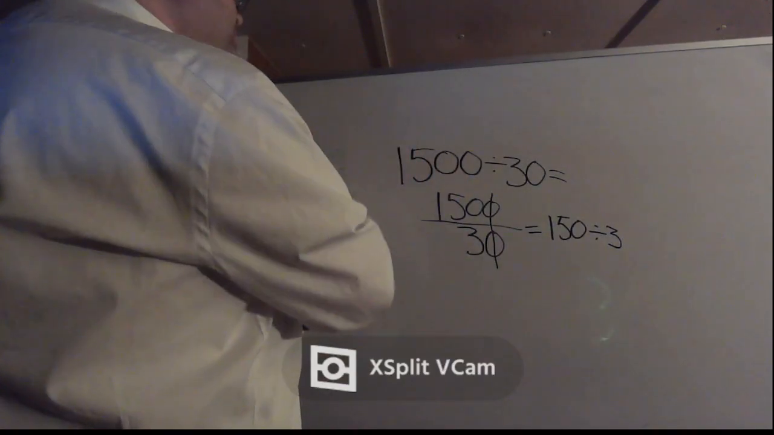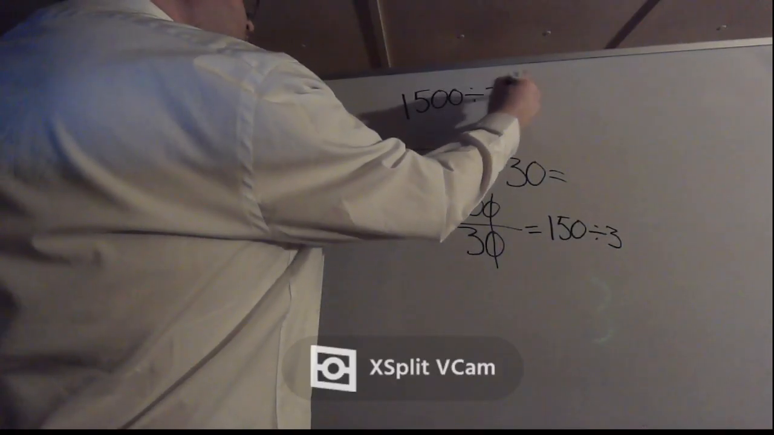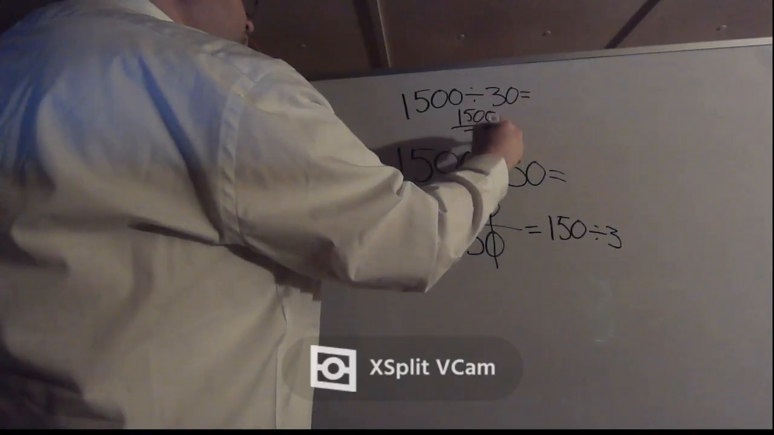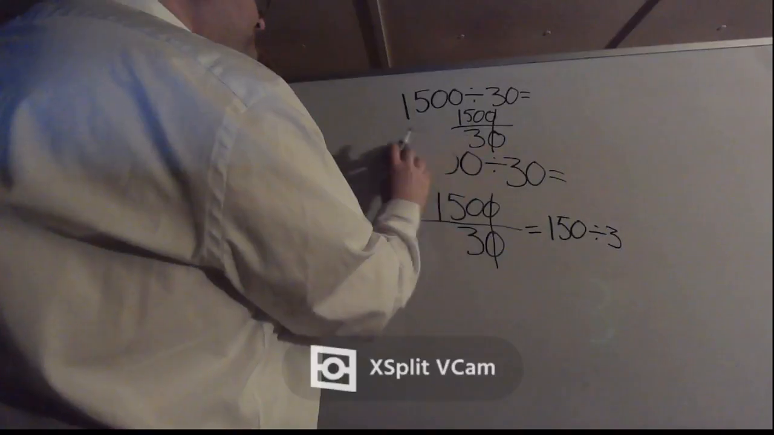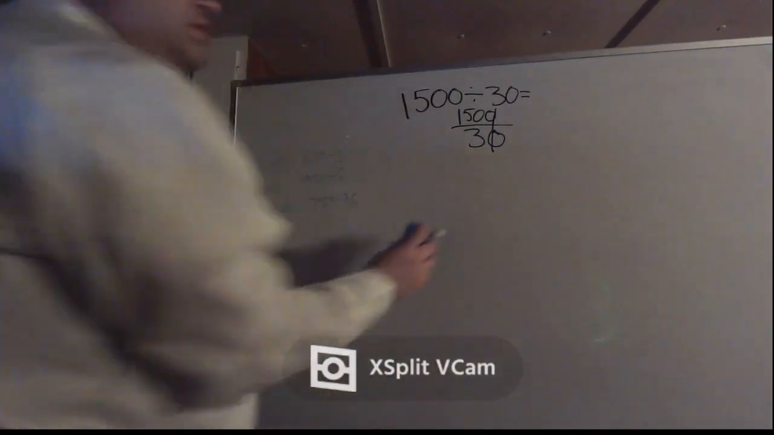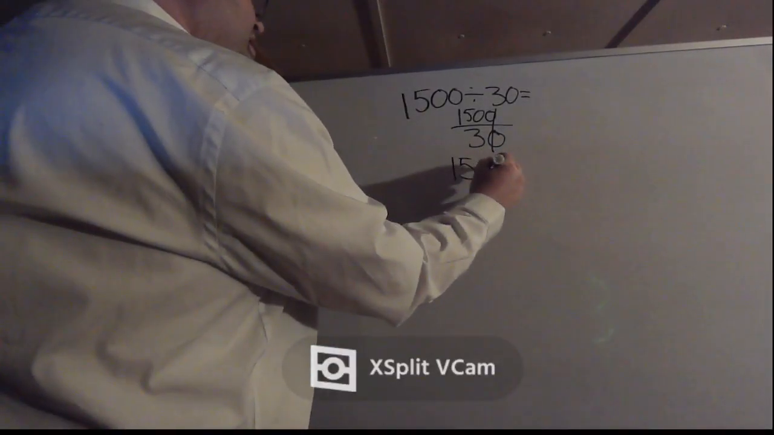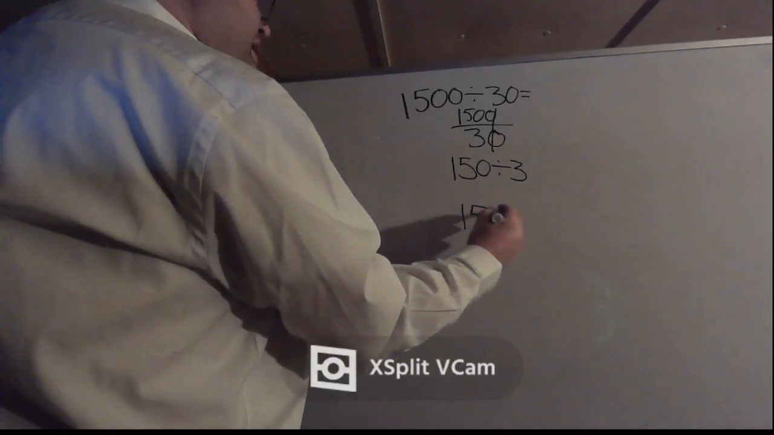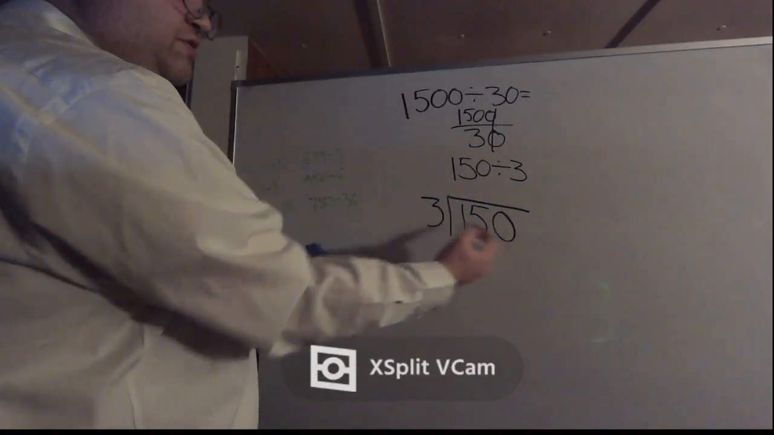Let me write this up a little bit higher here. I'm going to teach you long division now. 1,500/30. The zeros canceled out, right? That equals 150 divided by 3, which you could turn into a long division problem. How do you turn it into a long division problem? You use this bar to separate the 150 from the 3.